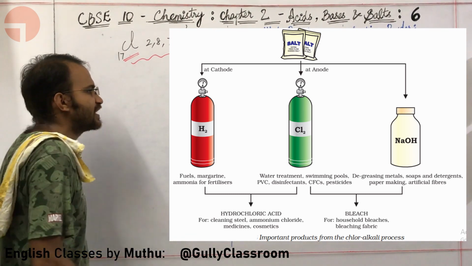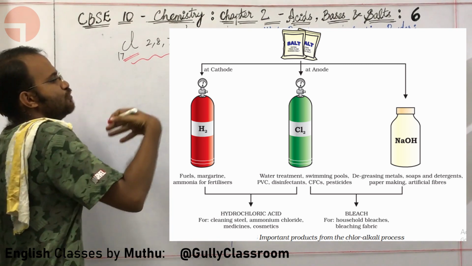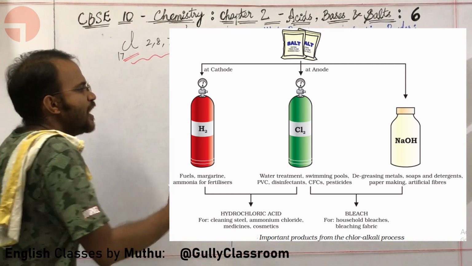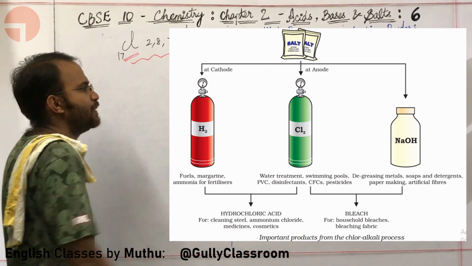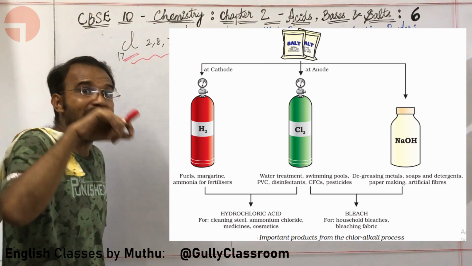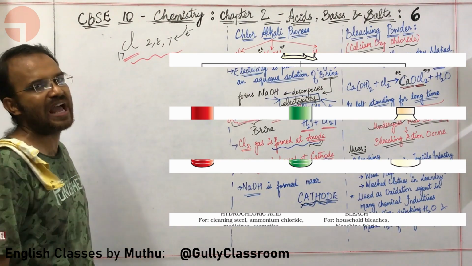Okay, sir. What about chlorine? Where am I going to use chlorine? Chlorine is used in the manufacture of bleach, and bleach is used for household bleaches and bleaching fabrics. In fact, let us look at an in-depth analysis of bleach.